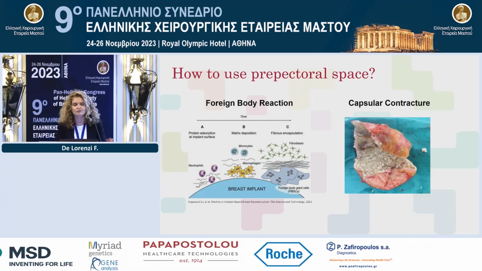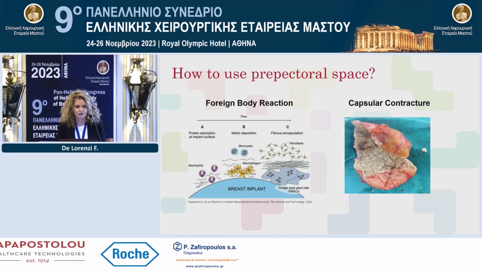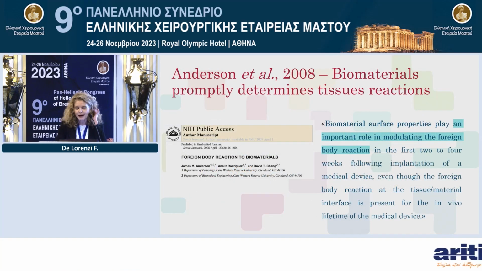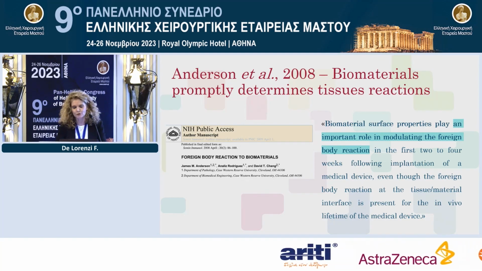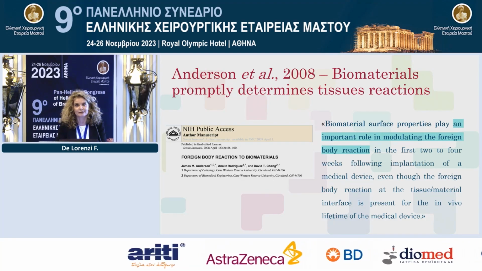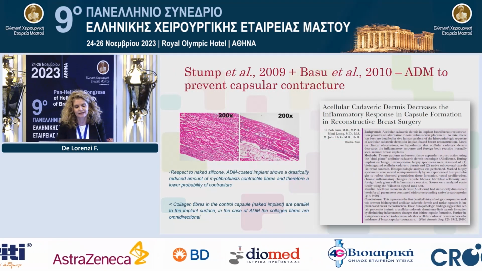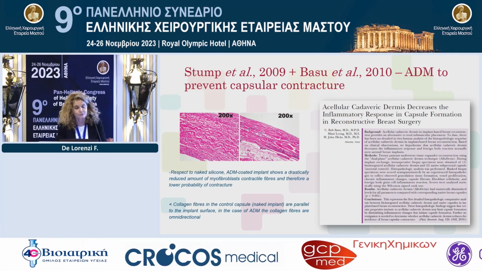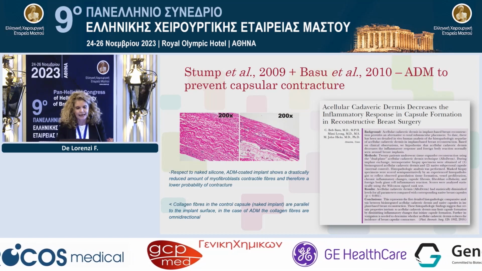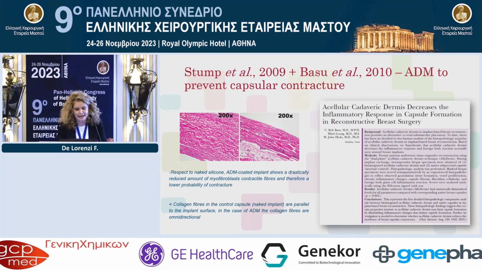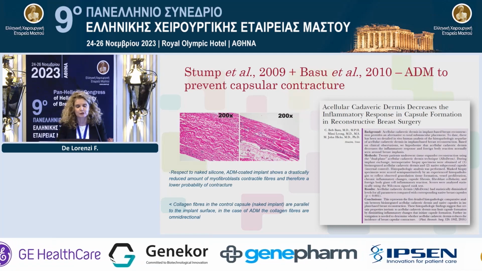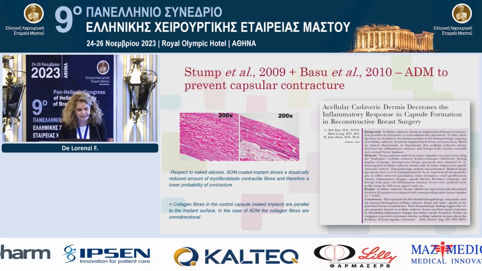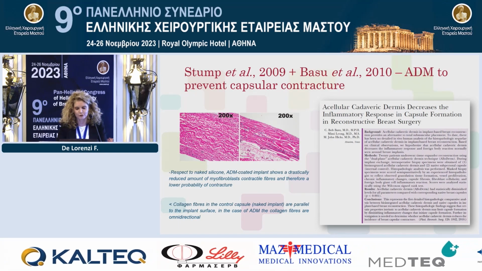We know that capsular contraction is based on foreign body reaction, and biomaterials may be the key. Why? Because biomaterials play an important role in modulating the foreign body reaction. There are several experimental and clinical papers demonstrating that, with respect to a naked implant, an implant covered with a matrix, an ADM, shows a drastically reduced amount of myofibroblast fibers and is therefore related to a lower probability of contraction.